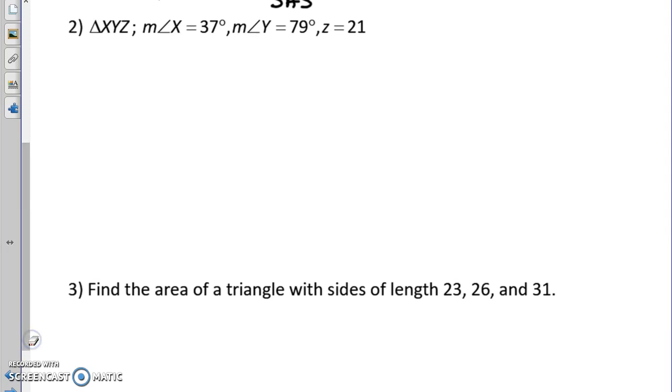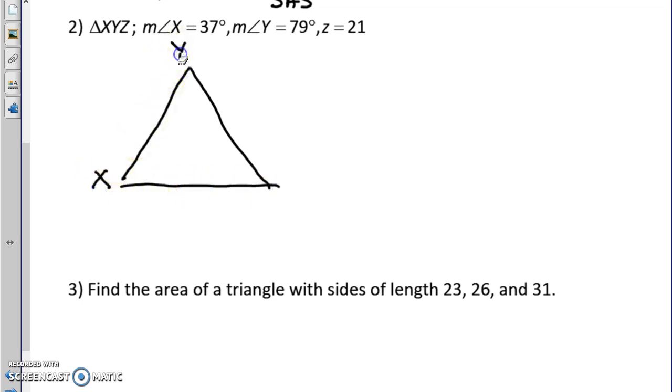In the next problem, this is triangle XYZ. I'll draw triangle XYZ, doesn't have to be to scale. We can label the 3 vertices X, Y, and Z. Angle X measures 37 degrees. Angle Y measures 79 degrees. And since all 3 angles add up to 180, we can automatically find the third angle.